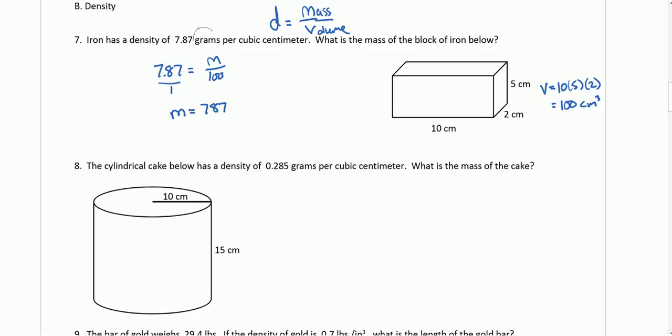If you look at the density, it's grams per cubic centimeter. This is the units of mass. This is the units of the volume. And we're solving for mass, so we're looking at grams.